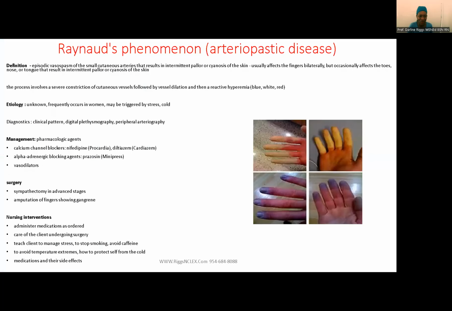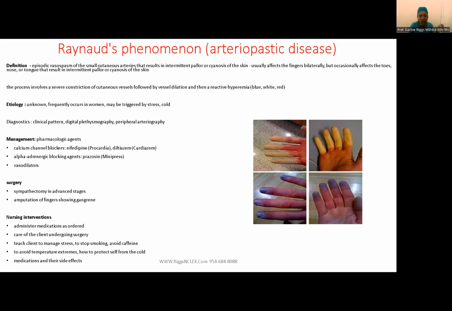All right, two more. Raynaud's phenomena. Now, students have told me on the NCLEX, they get the arterioplastic disease term. Know both, right? Know that Raynaud's disease is also called arterioplastic disease. It's an arterial problem. So, pathophysiologically, what is happening? Vasospasm of the small and medium blood vessels. So blood is going in and out. That's a little something we call intermittent claudication.